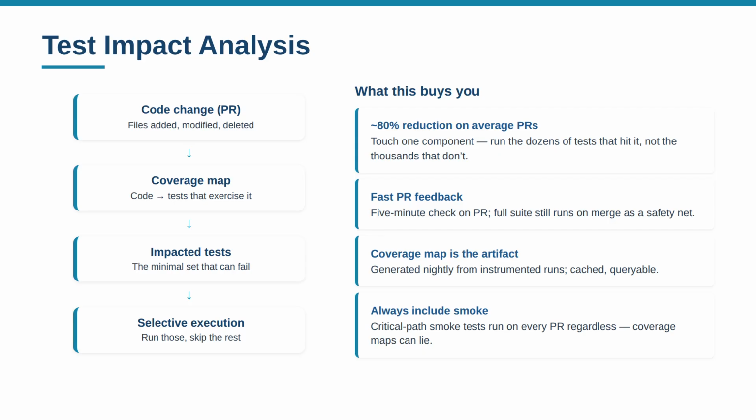The payoff is roughly an 80% reduction in tests per pull request, which translates directly to faster feedback and lower CI cost. The coverage map is the key artifact. It's generated offline, cached, and queryable. One important guard: always include a smoke test run on every pull request regardless of the coverage map. Coverage maps can have gaps, and critical paths should never be skipped based on an automated analysis alone.